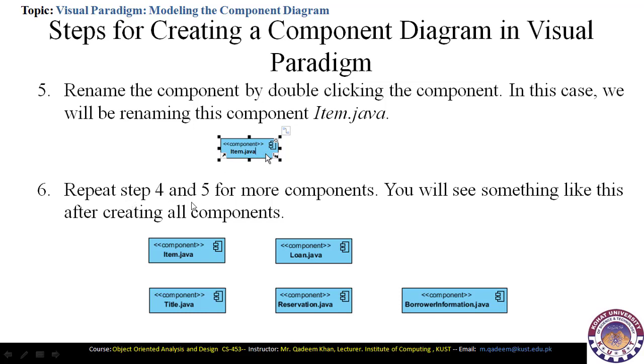Next, repeat steps 4 and 5 for more components, meaning that just drag these components from the toolbar into our window pane, double click on each and rename it according to your project. So here it is item.java, loan.java, title.java, reservation.java, and borrow information.java. So these are multiple components. We have created 5 different components here.